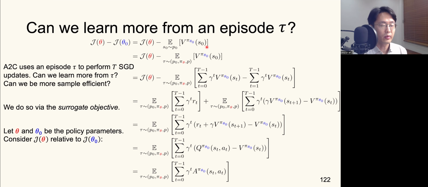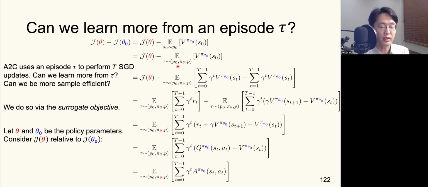So J(theta naught) is by definition the value function with respect to the policy pi theta naught. So this is the parameterized policy pi with the parameter value theta naught. We plug in the initial state S0, and S0 is sampled from the initial distribution P0. Okay, so this value is by definition this. So this is merely changing our notation.